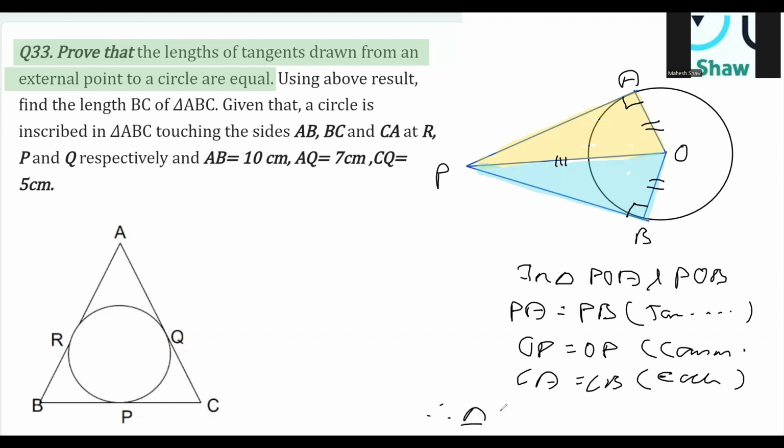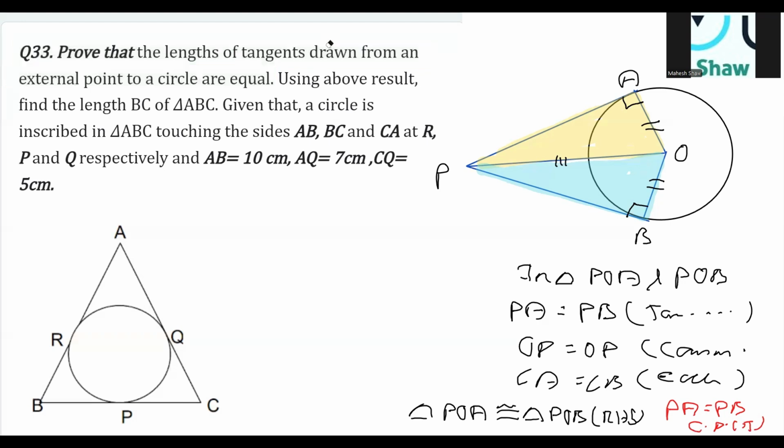Now I can say the triangle POA is congruent to triangle POB, and that is from RHS. Is it RHS? Yes, right angle, hypotenuse, and side. So once the triangles are congruent, we can write its sides, that is PA is equal to PB, from CPCT. So the first part is done.